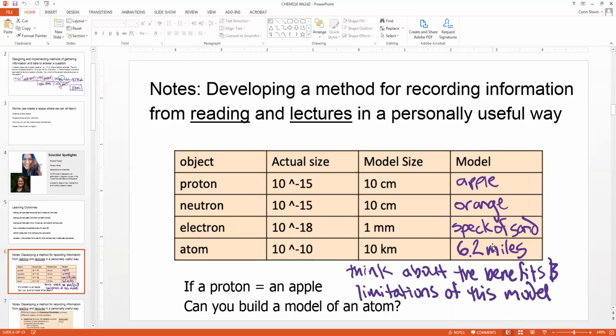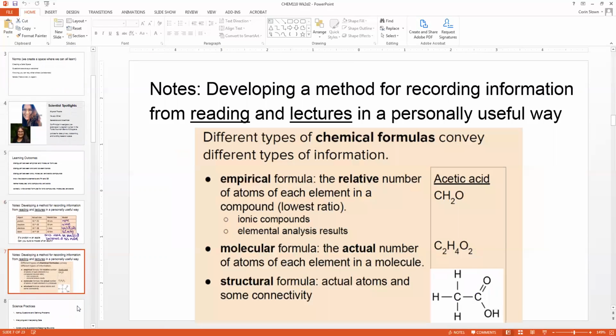So it's really important and valuable for us as scientists to think about the benefits and the limitations of this model. So the benefits are that it's something that we can see, at least apples and oranges in our nucleus. But I wonder if you were standing and trying to glimpse a speck of sand from 6.2 miles away, could you see it? So even our model that is making the atom more visual for us still has some challenges or limitations. And that's something that we're always going to be thinking about as we approach models.